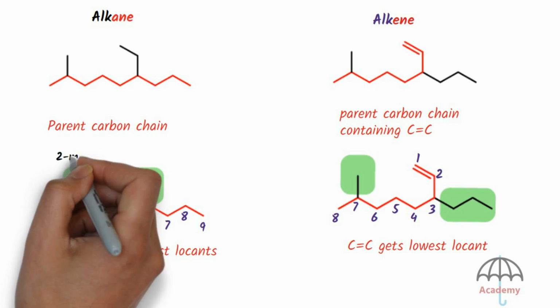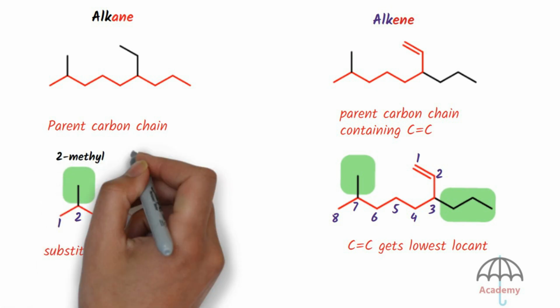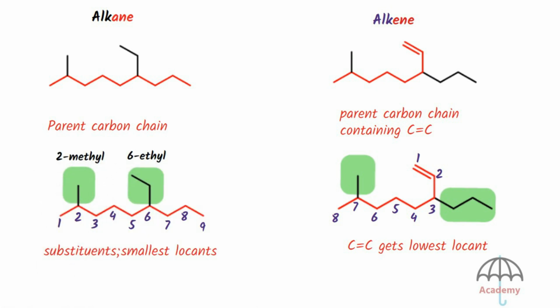Here, at C2, we have a methyl group and at C6 we have an ethyl group. The root word for 9 carbons is non. Suffix -ane is used because no unsaturation is present. Putting substituents in alphabetical order, we get 6-ethyl-2-methylnonane.